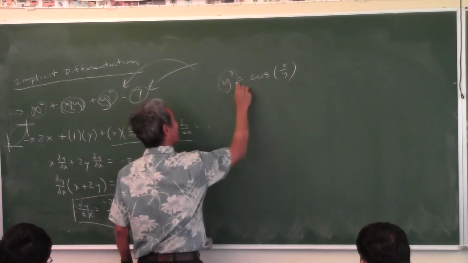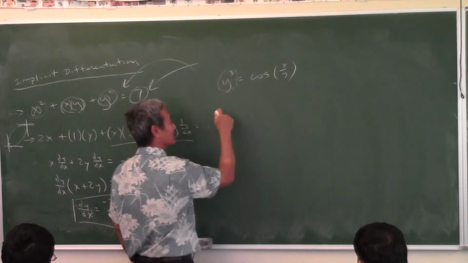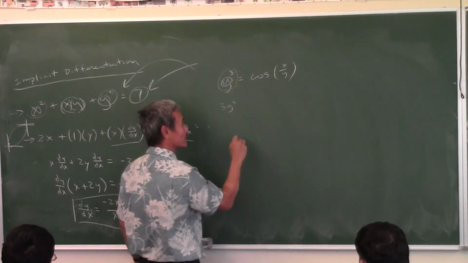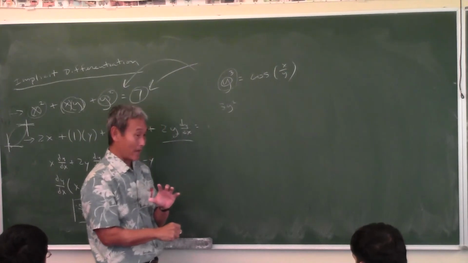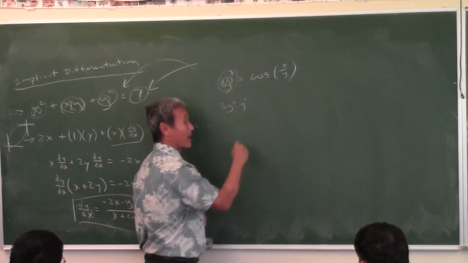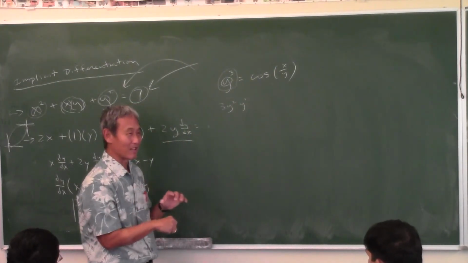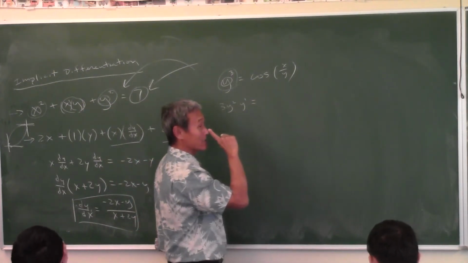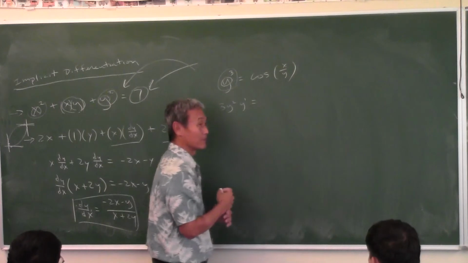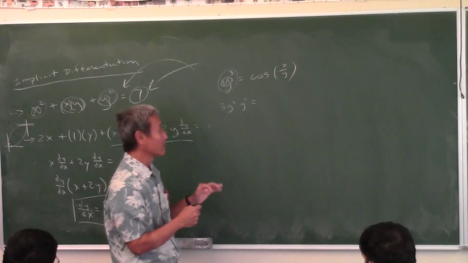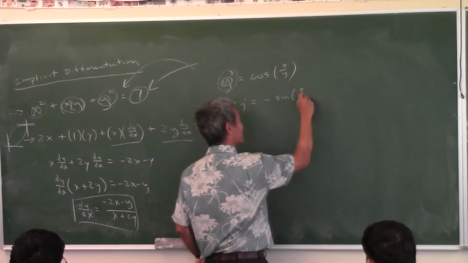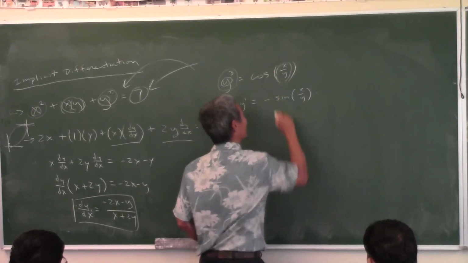Okay, so left side, I see box cubed. 3 box squared times the derivative of the box. Now you can write dy/dx or you can write y prime. To me, y prime is a lot faster. It's up to you. They mean the same. Now what do I see here? I see cosine of the box. What's the derivative of cosine of the box? Negative sine of the box times the derivative of the box.